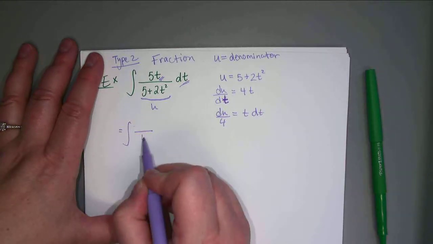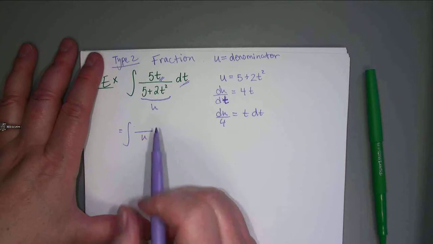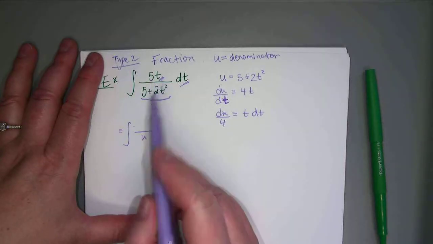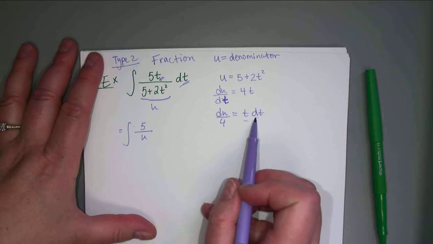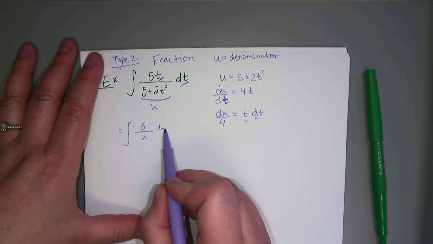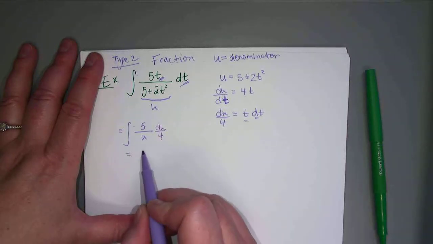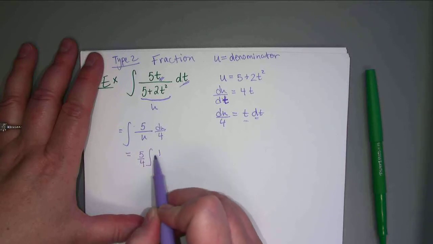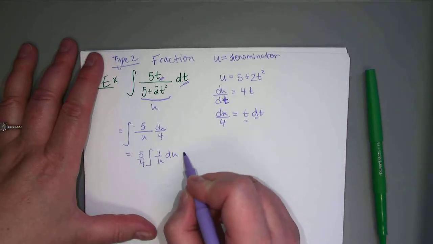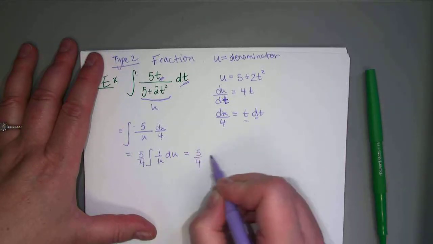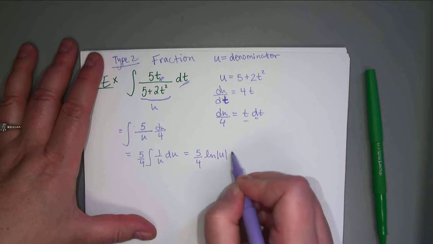So put your u in first, wherever it is. We're going to drop the t off, but there's still a 5 on top. So we're going to drop the t and the dt, and in their place du over 4. So bring the 5 over 4 out. And 1 over u, we don't bring that up to the top because this is ln. So this would be 5 over 4 ln u plus c.